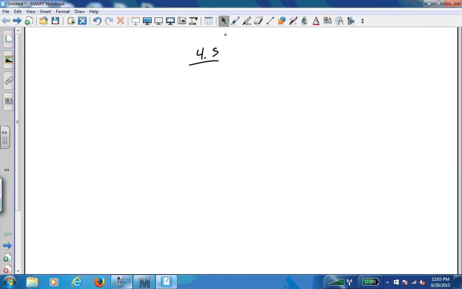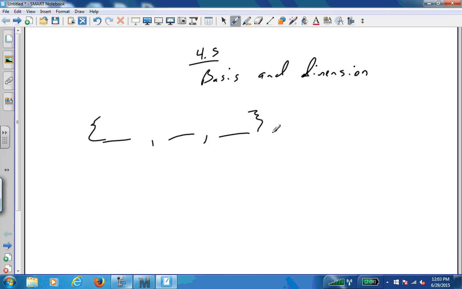In 4.5, we look at two things, basis and dimension. And in a previous video, I mentioned briefly a little bit about basis. But basis is basically a set of vectors that can be used to describe anything in that vector space.